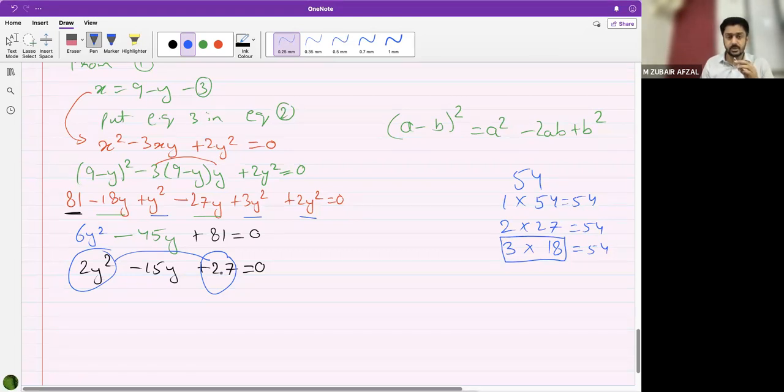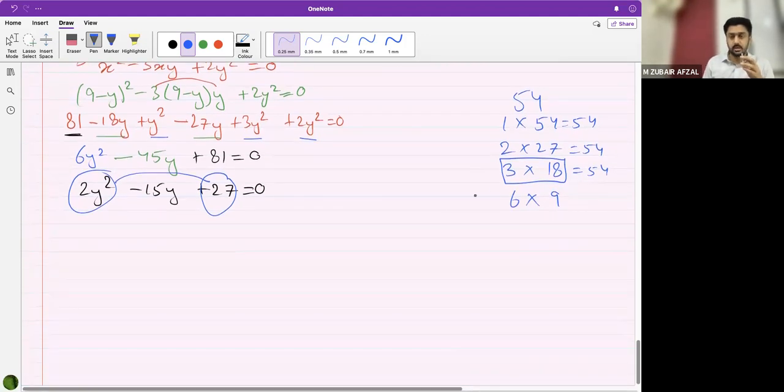But we need to get positive 54. So this is again not the answer. So if we choose 6 and 9, 9 times 6 is 54, and adding these two, we are getting 15. So this is our choice.